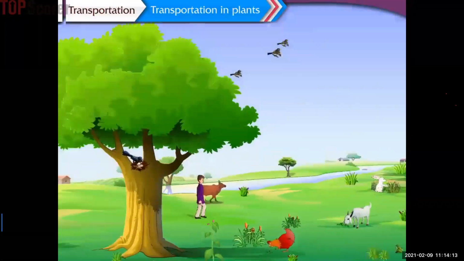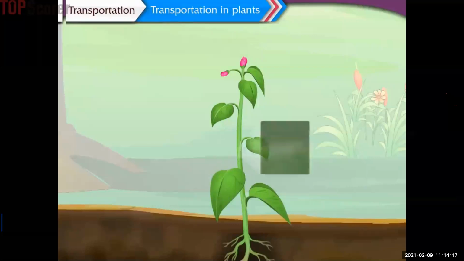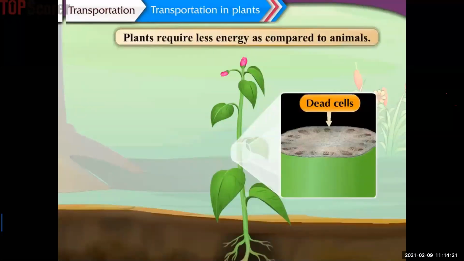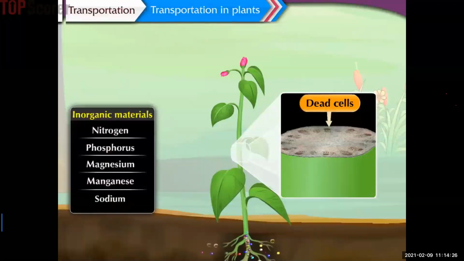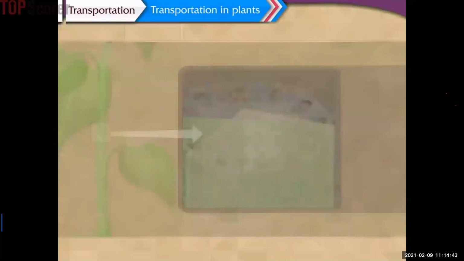Most animals show movement, but plants are stationary. They have many dead cells in their body. Thus, plants require less energy as compared to animals. Plants need inorganic materials like nitrogen, phosphorus, magnesium, manganese, sodium, etc. Soil is the nearest and the richest source of these minerals. The roots absorb these materials from the soil and transport them.